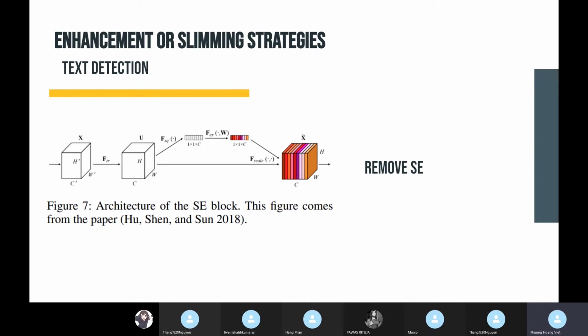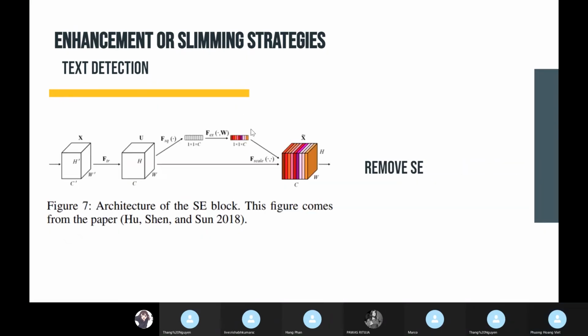And if we remove the SE block from the backbone, the model size can be reduced from 4.1 million to 2.5 million, but the accuracy has no effect. So removing SE does not really affect the accuracy, so we can remove it.